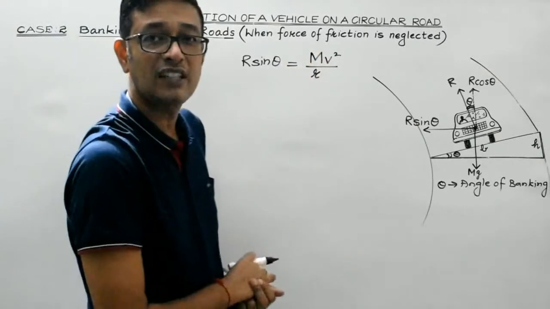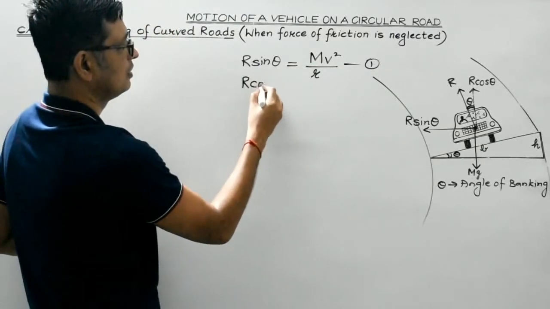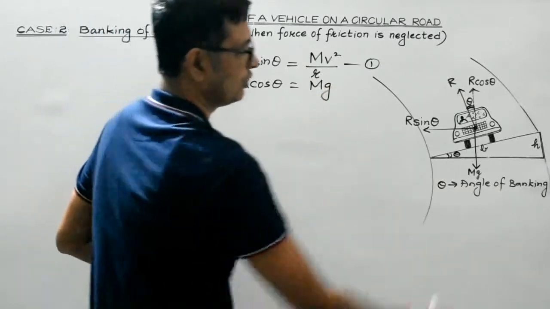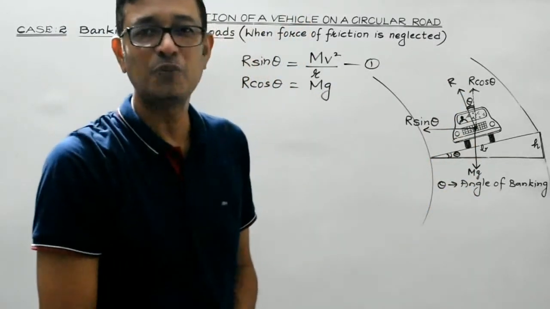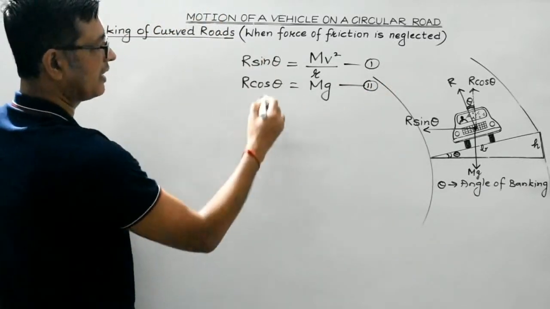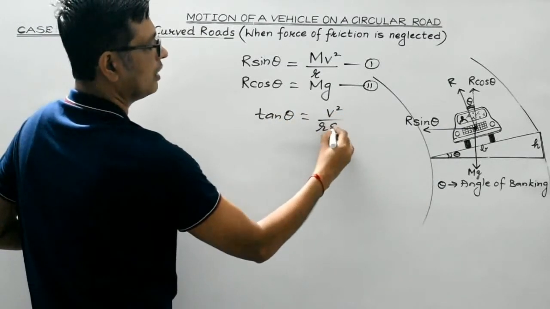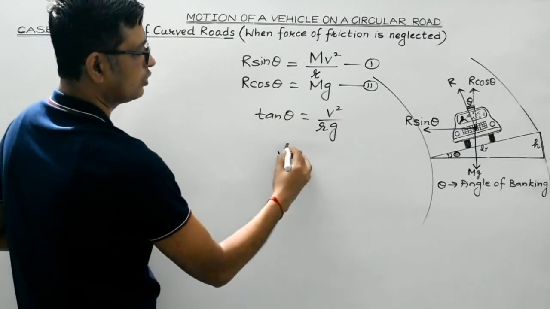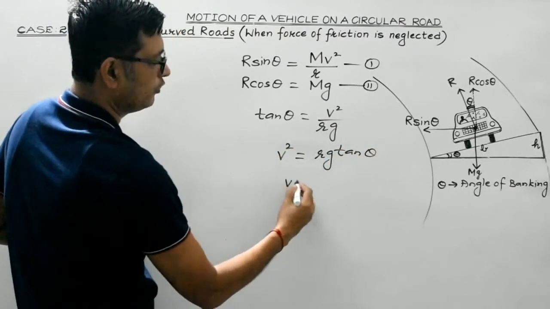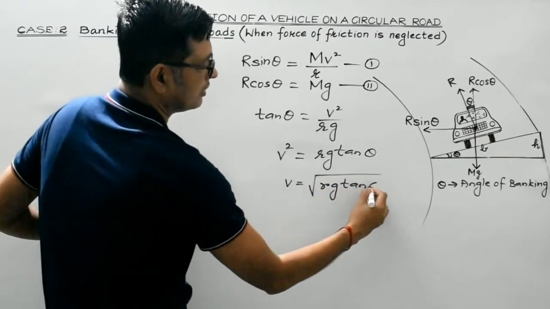So centripetal force is mv square by r. And as I told you, R cos theta is equal to mg. Along the vertical direction, the vehicle is under the influence of balanced forces, right? So if we divide these two, what do we get? R gets cancelled, so sin by cos is tan theta. It is equal to v square by rg, or v square is equal to rg tan theta. Therefore, v would be equal to the square root of rg tan theta.